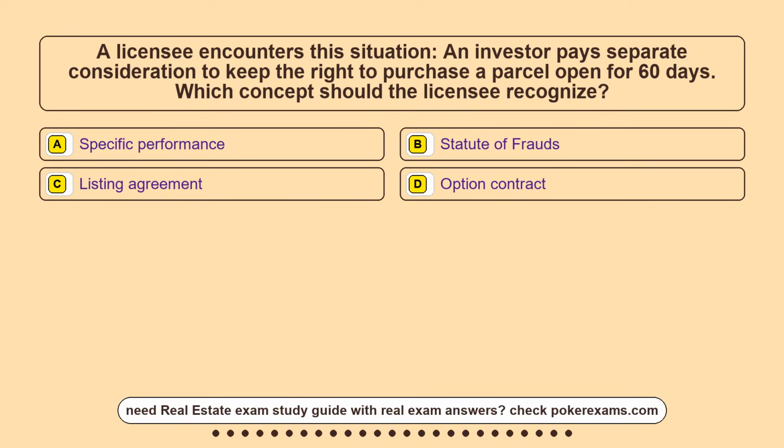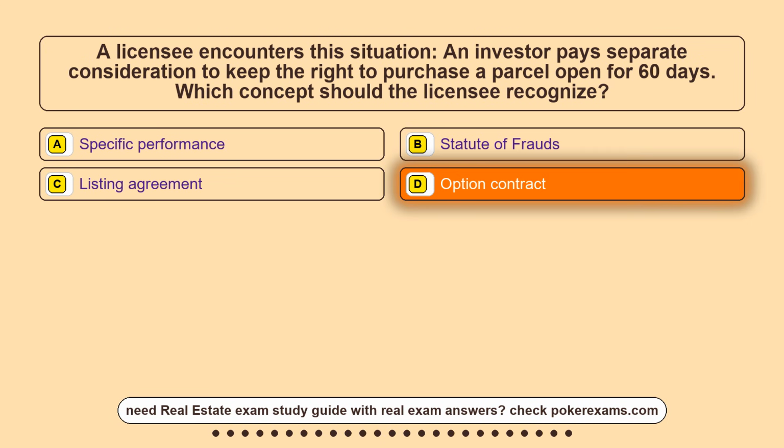Question 19. A licensee encounters this situation. An investor pays separate consideration to keep the right to purchase a parcel open for 60 days. Which concept should the licensee recognize? Option A, specific performance. Option B, statute of frauds. Option C, listing agreement. Option D, option contract. The correct answer is option D, option contract.